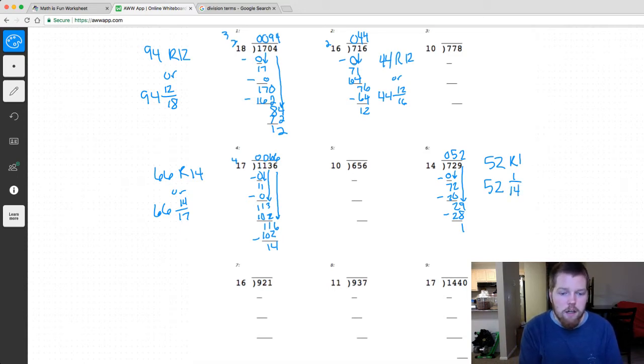16 into 9 can't happen. Carry down the next place value. 16 times 5 is 80. Do our subtraction. Carry down the next place value. 16 times 7 is 112. Remainder 9. So 57, remainder 9, or 57 and 9/16.